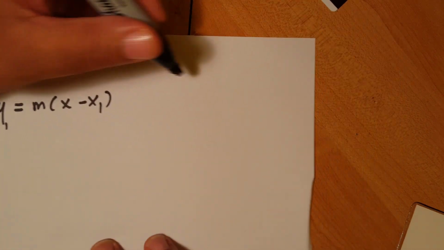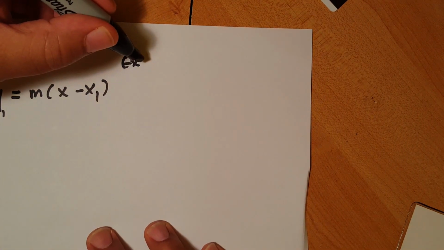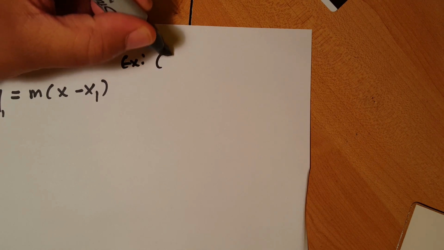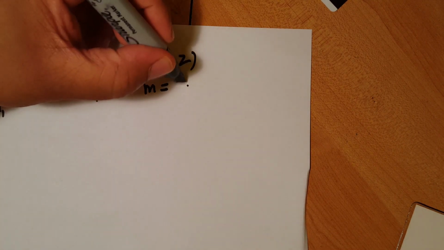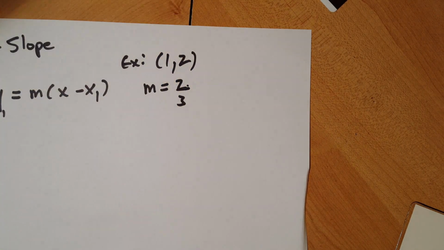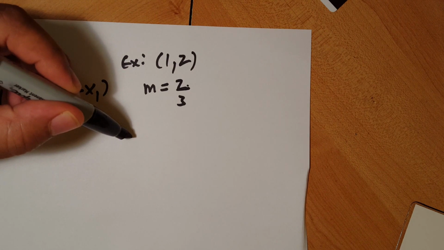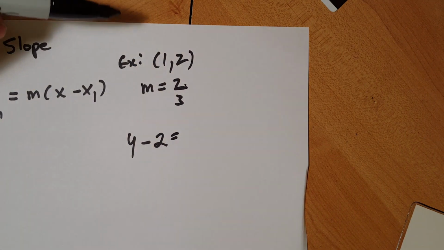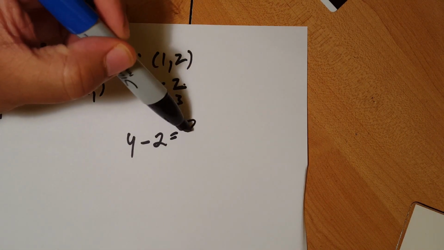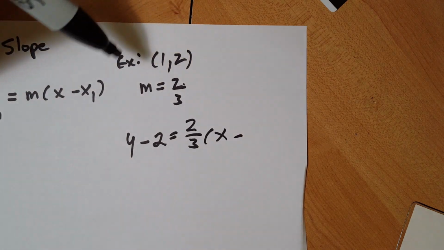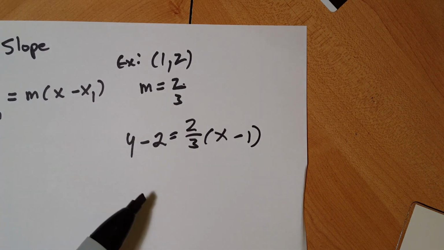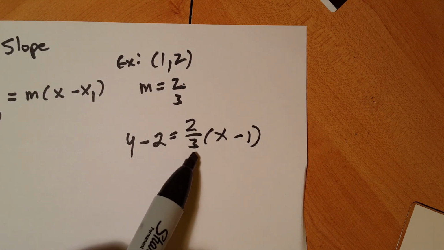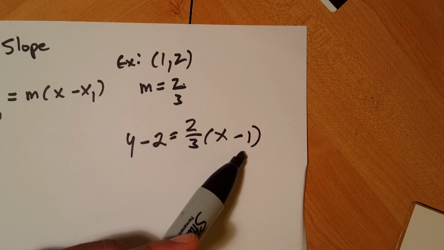So let's take an example where we're given the information. We have the point 1, 2 and a slope of 2/3. So we will use this information to write down the equation of our line. So we'll have y minus, our y coordinate is 2, is equal to slope, 2/3, times x minus, and x1 is just 1. So again, we'll just plug in y minus y1, which is 2, equals the slope, which is 2/3, times x minus x1. That's just 1.